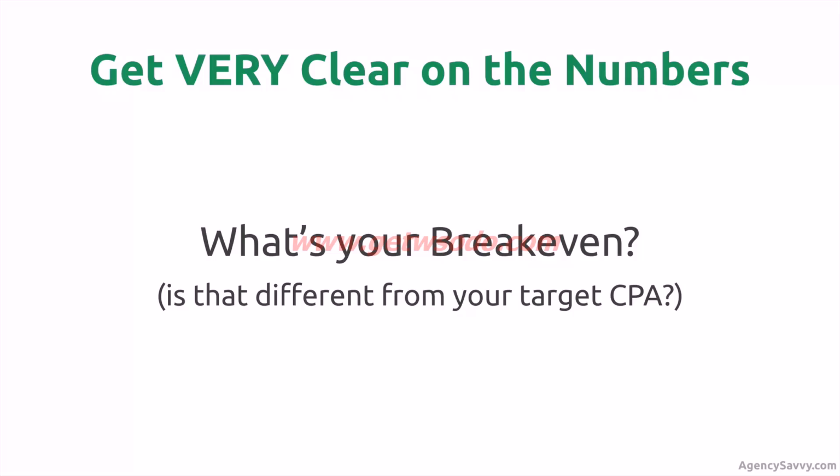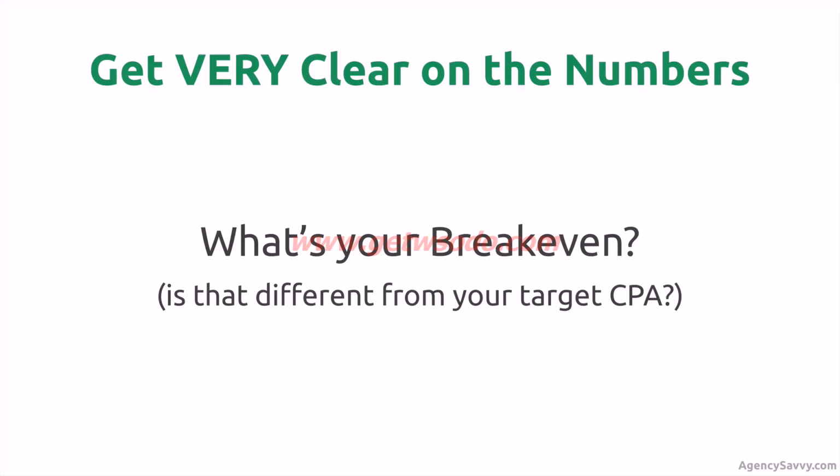To know that, you've got to know your break-even point. How much money do I have to spend acquiring a new lead or acquiring a sale where I make $0? And is that then different from what we're aiming for? So by that I mean, let's say my break-even is $100. As soon as I've spent $100 acquiring, let's say, a lead, I know that I'm not making any money on the sale. But what should my target CPA be?